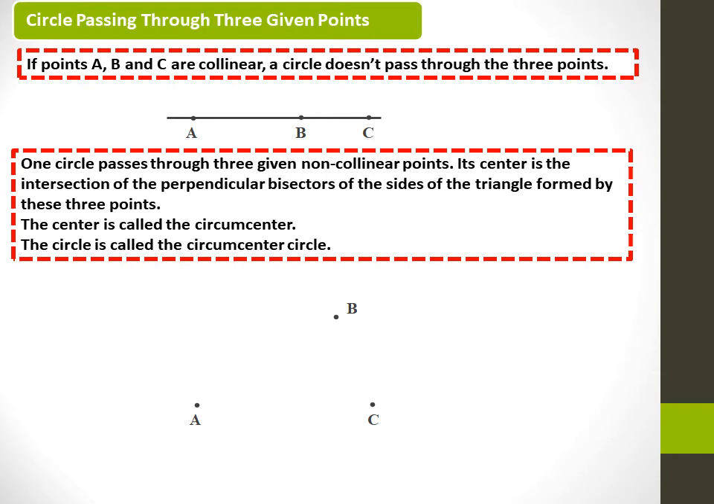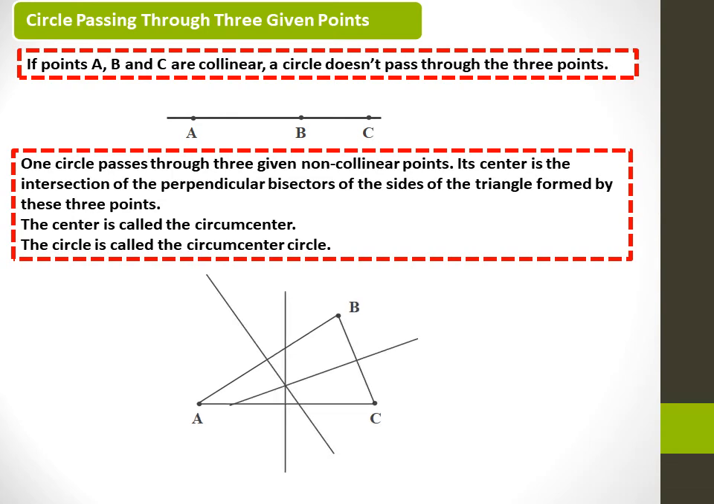A, B, and C are 3 non-collinear points. First, I need to join the points to form a triangle. To find the center of the circle that passes through A, B, and C, we must draw the perpendicular bisectors of segments AB, BC, and AC.